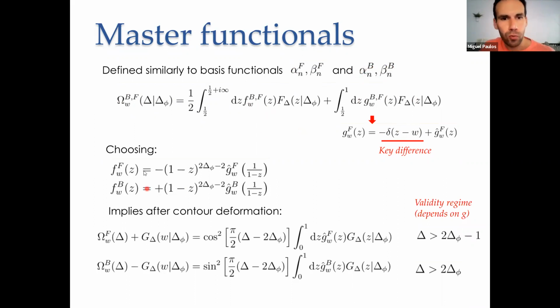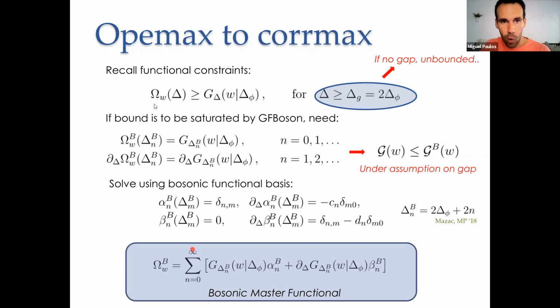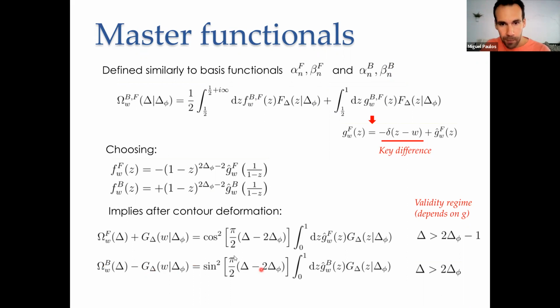Anyway, I don't want to swamp you with details. I'm just telling you that there is a way of choosing these kernels such that, for instance, you can show, basically by deforming the contour, that functional actions look like this. The key point here is that you get these cosine squares and sine squares. If you compare these with the positivity conditions, omega minus G has to be positive. So if this kernel is positive, it will be golden, to be positive.